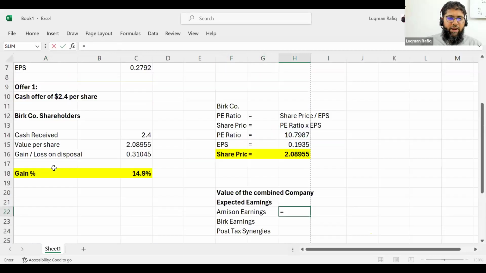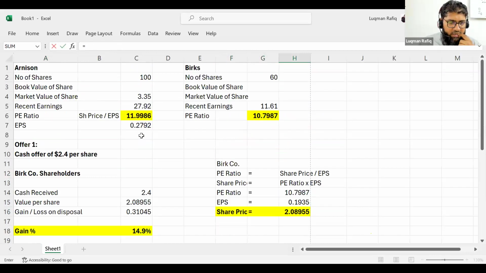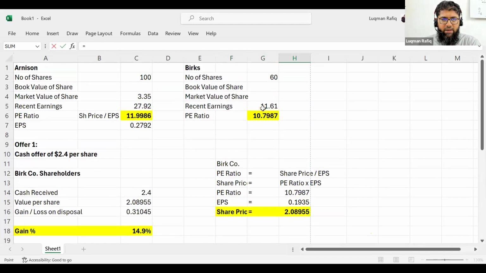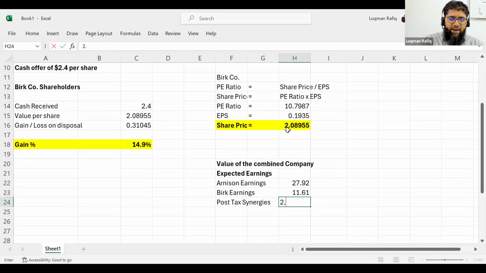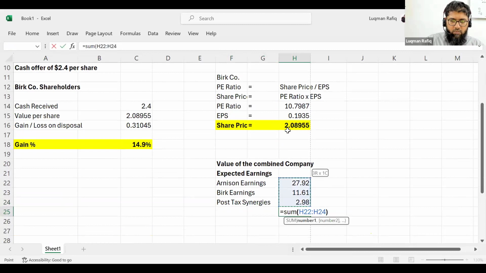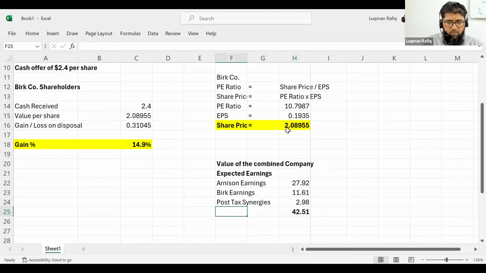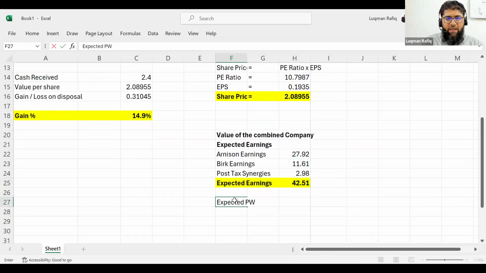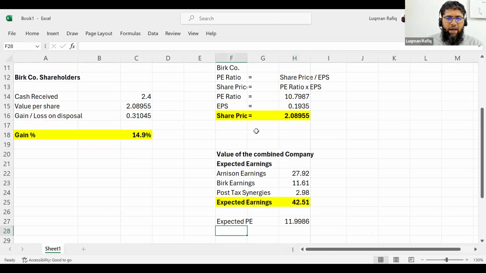So what is the earning of Arneson? Arneson's earnings are 27.92. Burke's earnings are 11.61. 2.98 million is the post-tax synergies. So the combined earnings is this. The expected earnings are these. Expected P/E ratio: it tells us that it is going to be equal to Arneson's current P/E ratio.